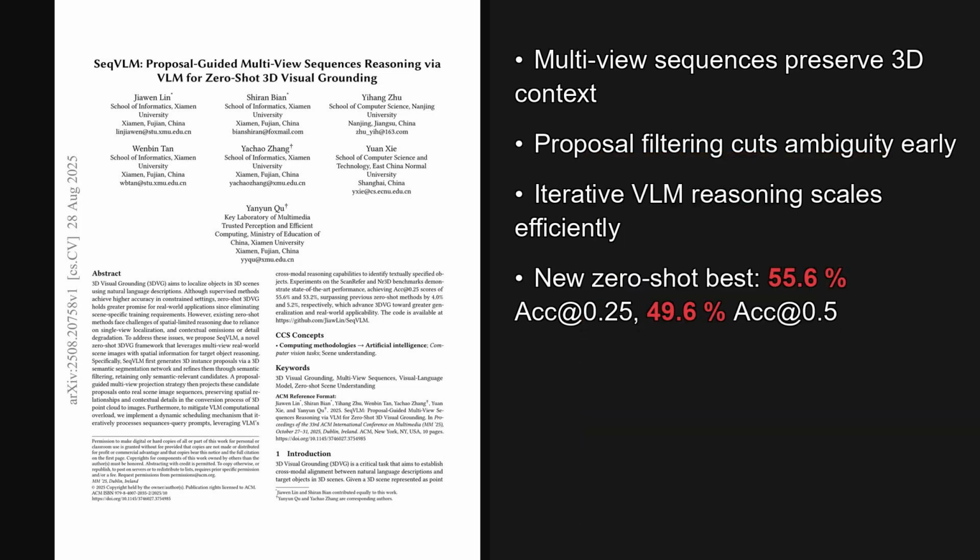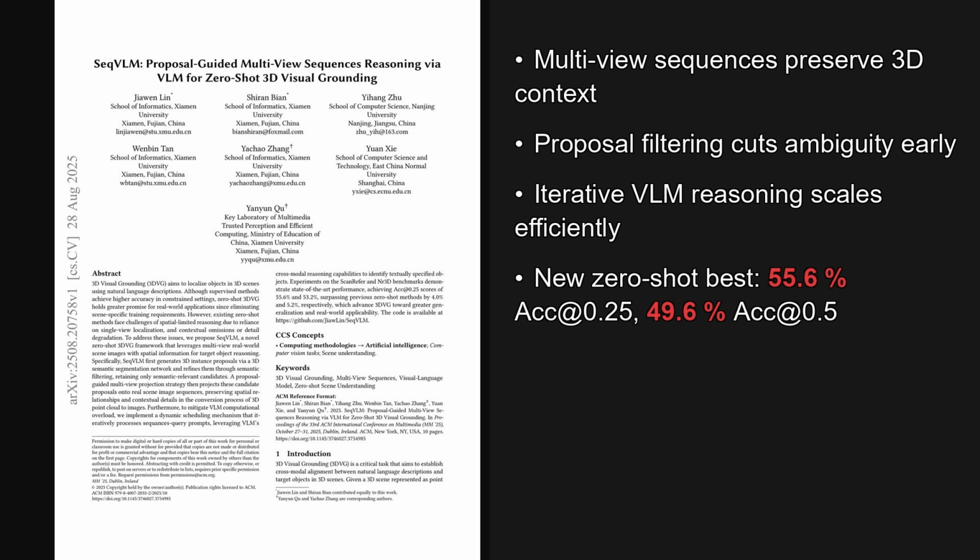I'm Alex. Today, we are looking at a paper from the Hugging Face trending list, published on August 28, 2025, just 2 days ago. The standout claim is zero-shot 3D visual grounding that ties 3D proposals to multi-view real scene images, and with an iterative visual language model loop, reaches ACC at 0.25 of 55.6% and ACC at 0.5 of 49.6% on ScanRefer. The paper is titled SeqVLM, Proposal-Guided Multi-View Sequences Reasoning via VLM for Zero-Shot 3D Visual Grounding. And as we will see later, the results are really impressive.